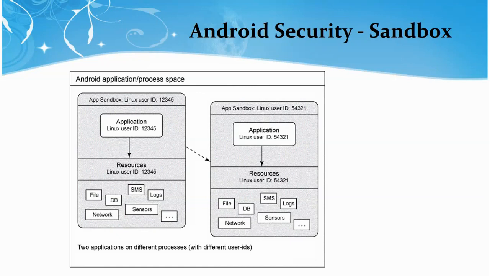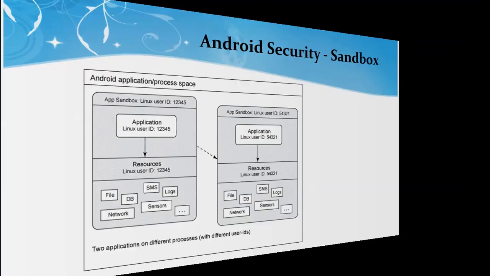Two applications on different processes, with different user IDs. Each app also runs in its own sandbox, in its own virtual environment. I'll explain why it is required and why we have not gone through the old mechanism. Why is it so important, in a short while?